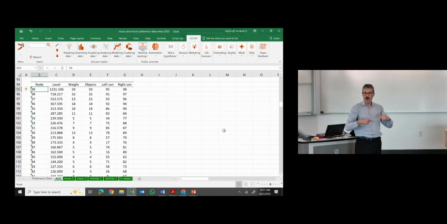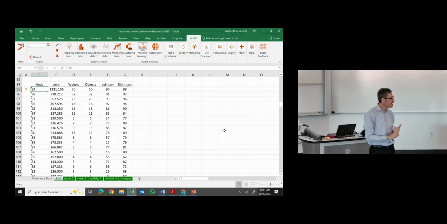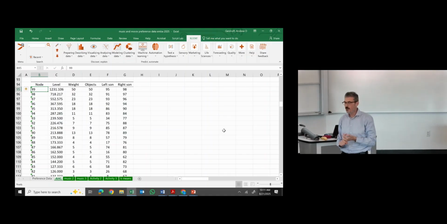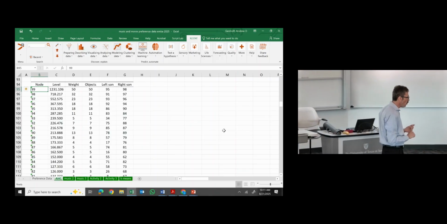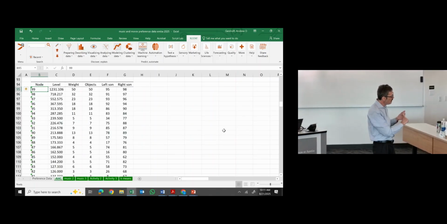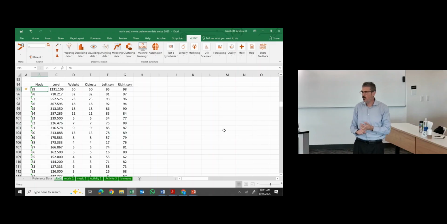Should it be 2 islands? Should it be 3 islands? So there's a variety of ways that I can do this. There are some statistical measures that might help me. One of the measures that's commonly used in this kind of analysis is something called entropy.